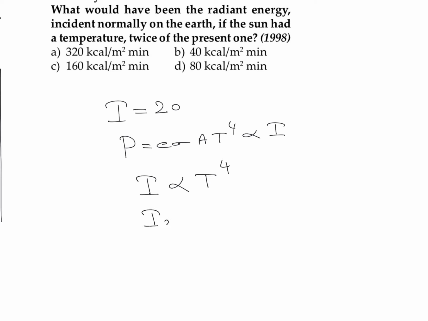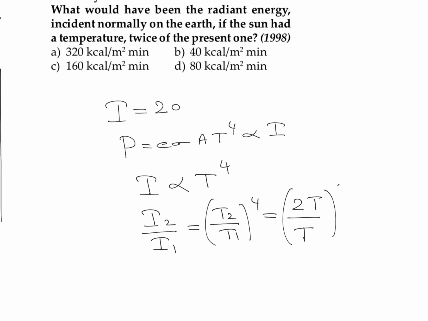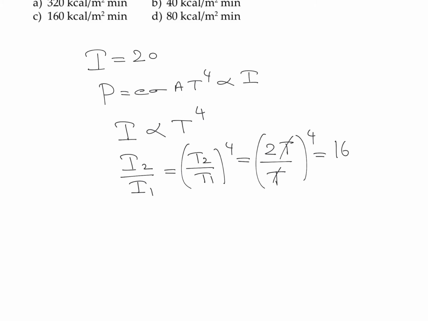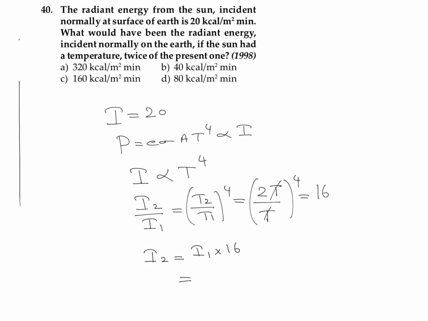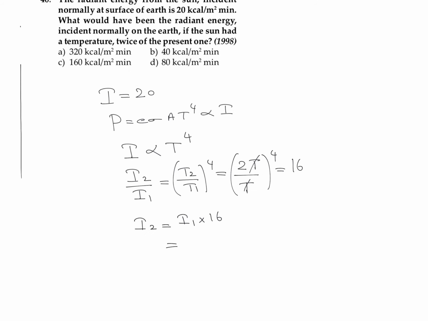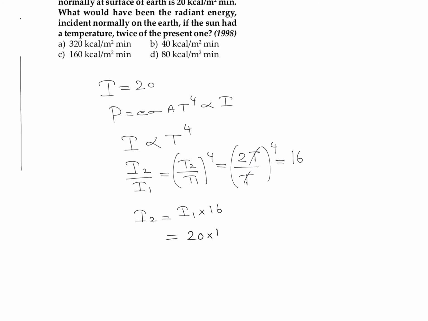So you can write intensity in the second situation by intensity in the first situation will be equal to temperature in the second situation divided by temperature in the first situation, raised to 4. In the second situation, temperature we can take as 2T, because in the question it is given that it is increased by 2 times, raised to 4. So this T and T get cancelled, and 2 raised to 4 we can take as 16. So the value of intensity in the second situation will be equal to intensity in the first situation into 16, and in the first situation it is given as 20. So we can write 20 into 16, which is equal to nothing but 320.